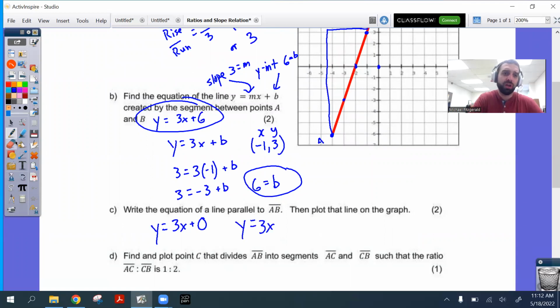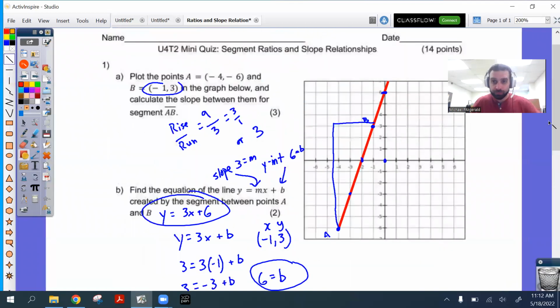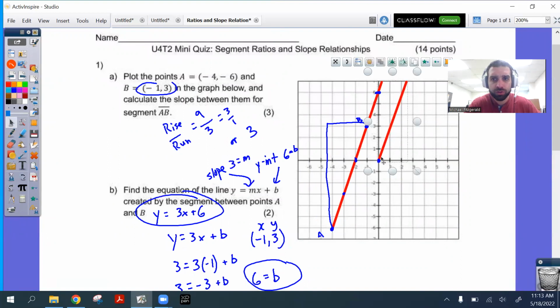So then it says, let's draw that line. Okay, let's go ahead and do that. And let me extend it the other way. There we go. Just like that. We're close enough, you know?